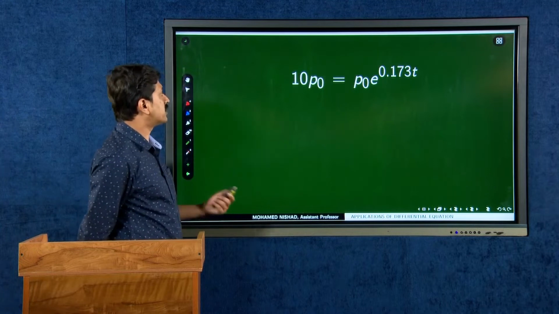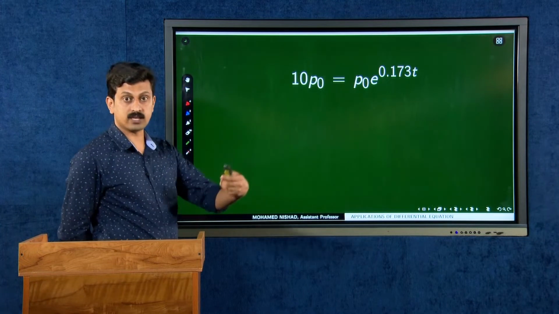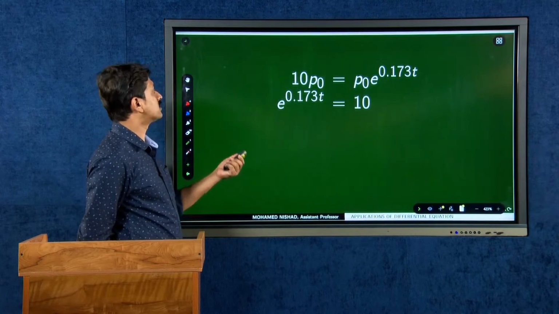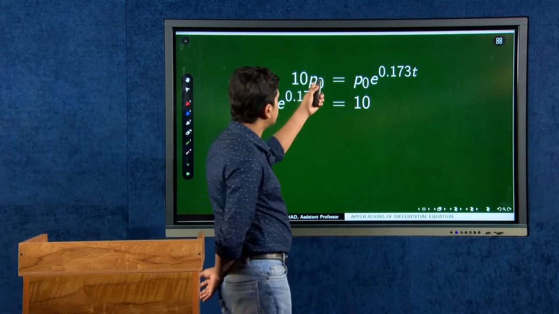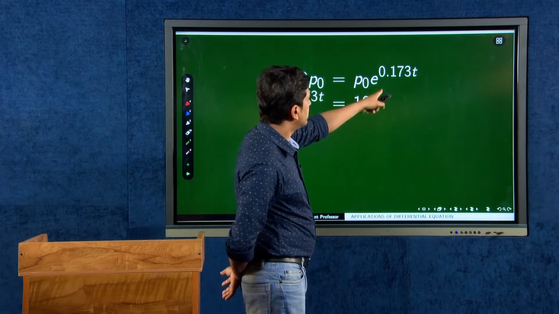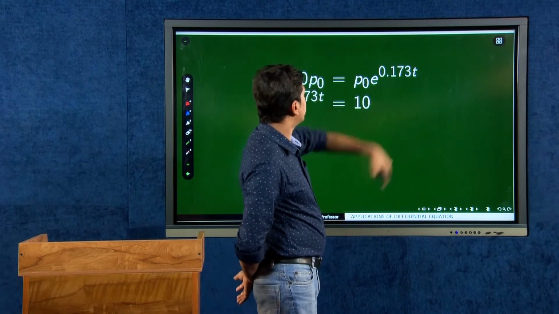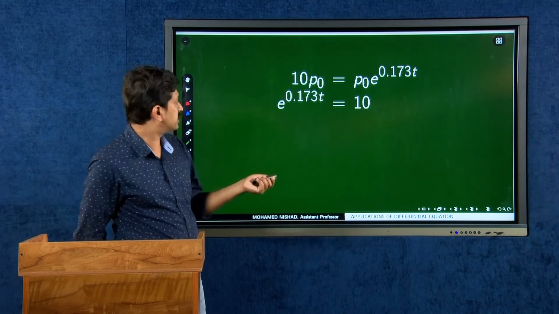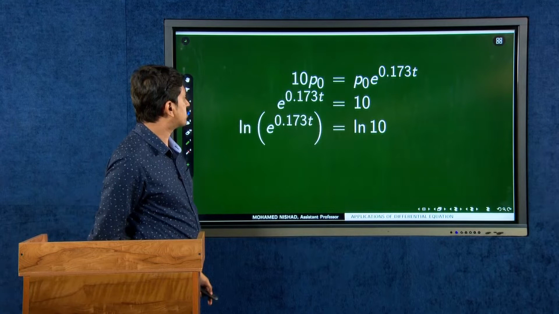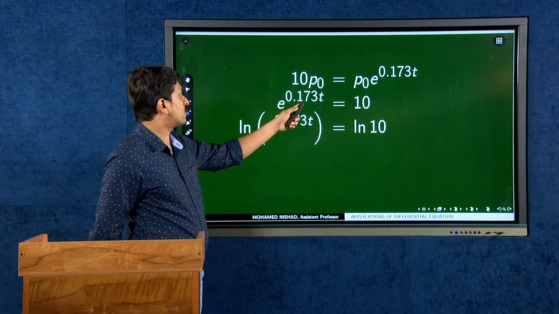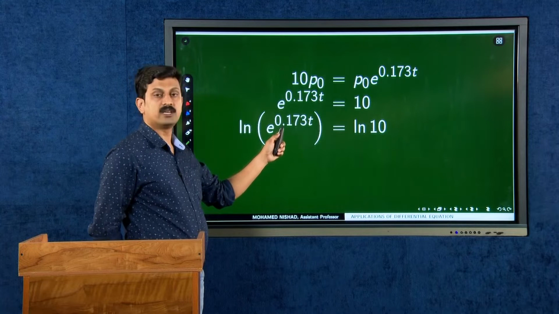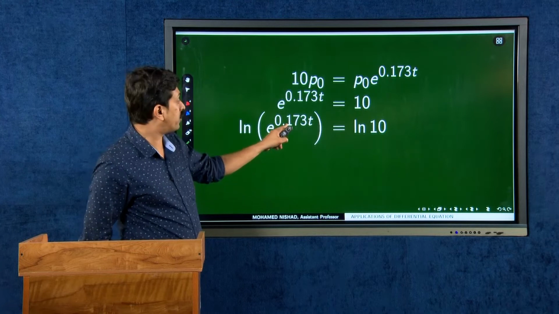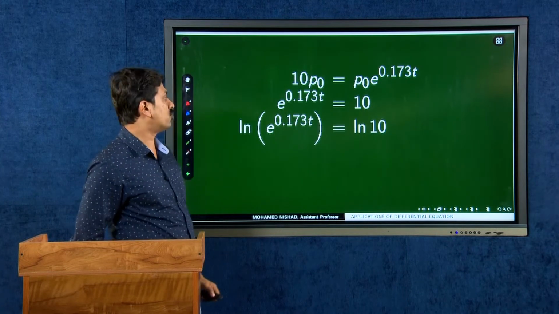So, 10 times P naught, that is 10 times the initial culture, where P naught is the initial culture. From here we can cancel P naught and P naught, and finally we have e raised to 0.173 t is equal to 10. We can take the logarithm on both sides. Log of e and e will go, and finally we have 0.173 t is equal to log 10.